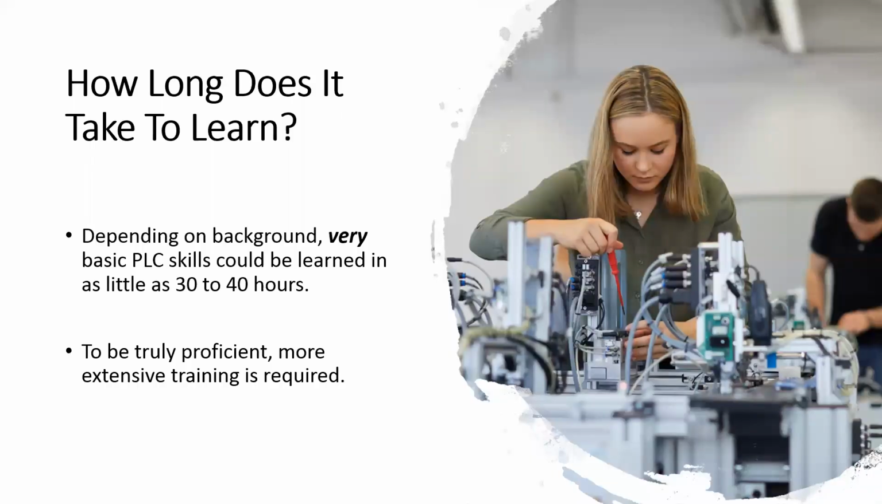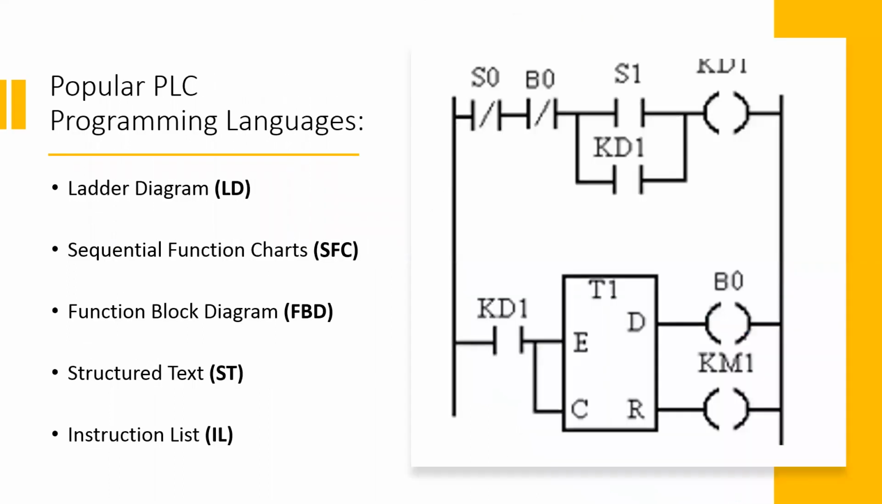So how long does it take? Well, depending on a student's background and experience, very basic PLC programming skills can be learned in as little as 30 to 40 hours of training. But of course, to become truly proficient in all 5 of the most widely used PLC programming languages, such as you see listed here, as well as learning how to efficiently troubleshoot and address errors and equipment breakdowns, of course, more training would be required.